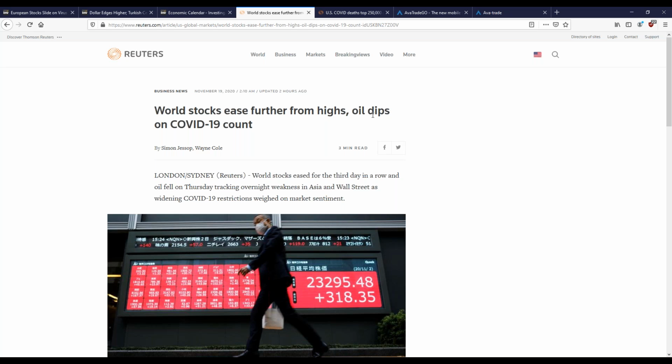Okay, so again, we see gloomy headlines. World stocks ease further from highs. Oil dips. Why would oil drop? Well, if there's fear that economies are going to be hurting, that tends to put less demand on oil. So it creates bearish pressure, downward pressure on oil when we see fear on the markets and major indices dropping. Usually that tends to bring oil down with it.